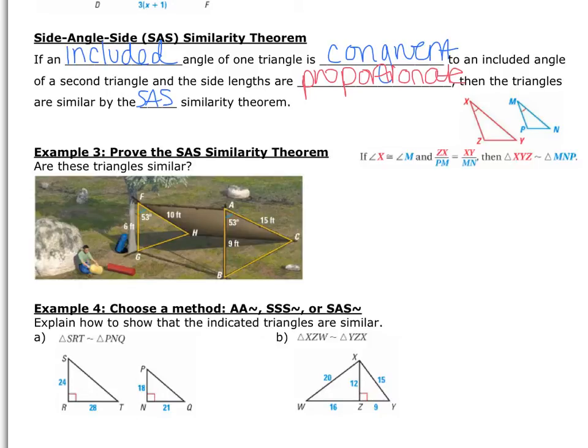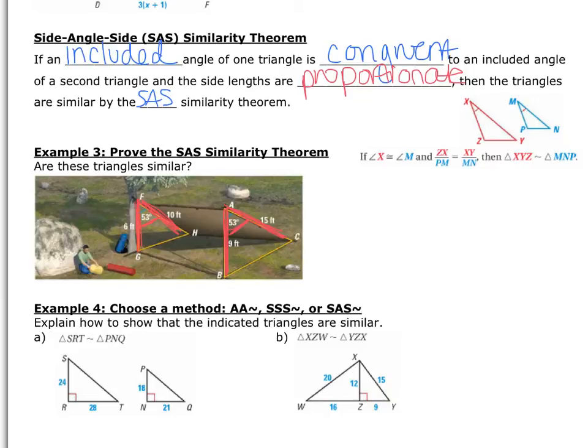So, example 3. Prove the triangles are similar by side, angle, side. Okay, so are they similar by side, angle, side? Well, the first thing you're going to look for is, is there an included angle? So we have a side. Yes, that 53 is in between. Is the 53 in the same exact spot on the other triangle? Yes, so make sure that both triangles have the included angle.